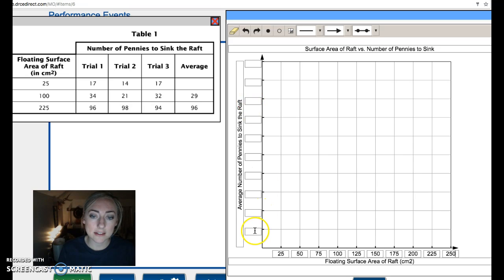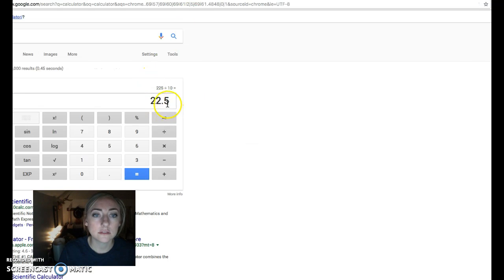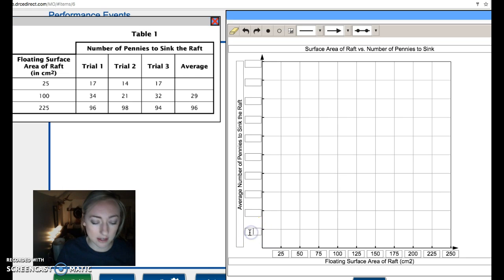For the y-axis, our highest data point is 96. Okay, so we're going to take 96 and we're going to again divide it by 10 because 10 is how many boxes we have, and that gives us 9.6. Again, 9.6 is not easy to count up by, so we're going to round that up to 10, which means on this side we're going to count it by 10.